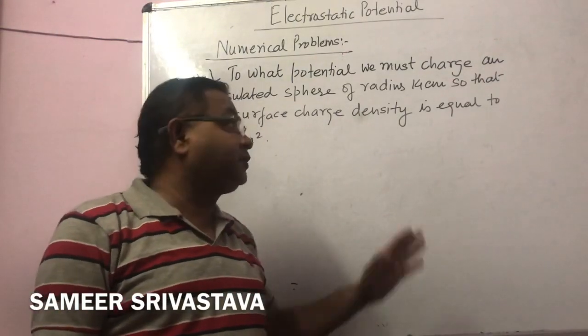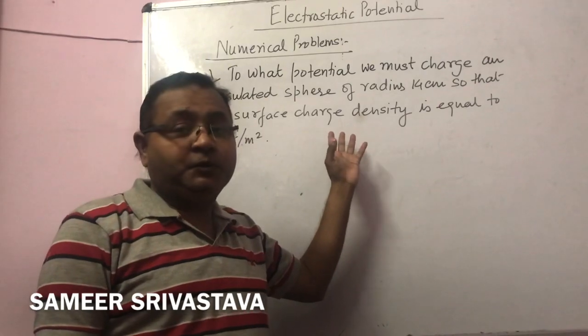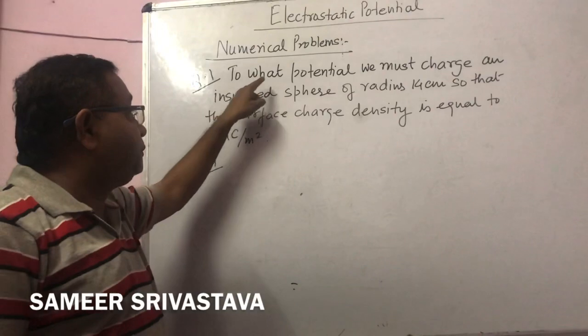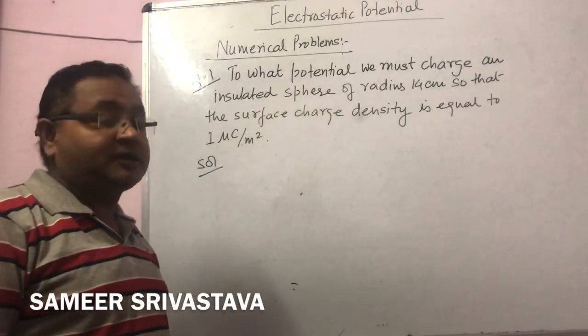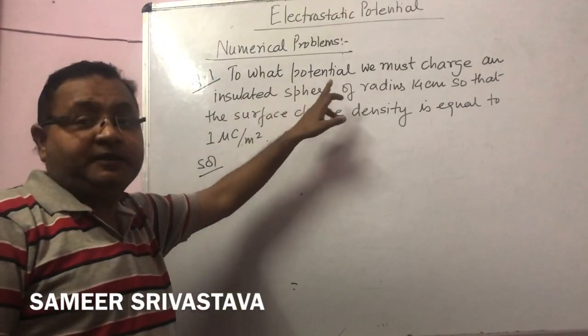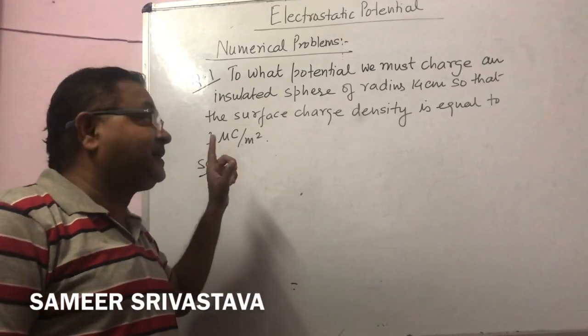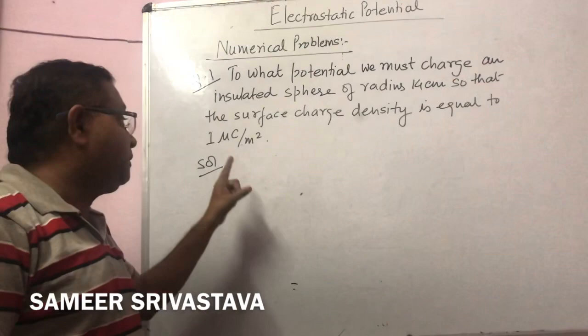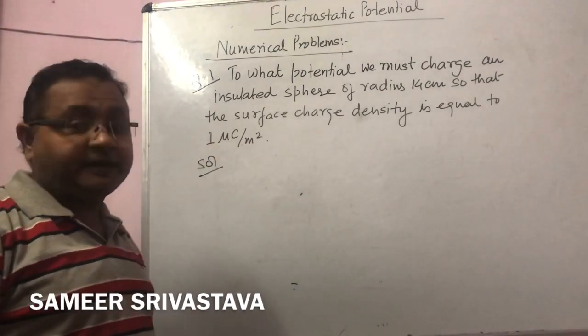Now today I continue the numerical problems in this video. Now I am taking a first numerical: to what potential must we charge an insulated sphere of radius 14 cm so that the surface charge density is equal to 1 microcoulomb per meter square.